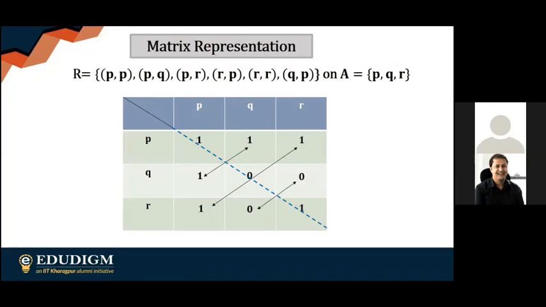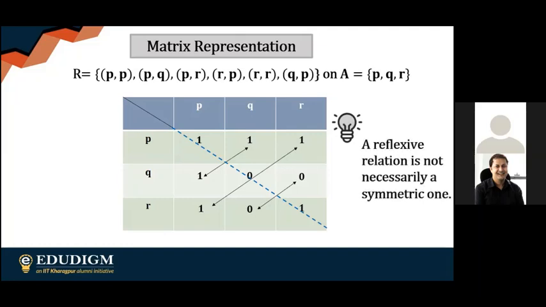Now, one more thing I would like to point out here. For any reflexive relation, we talk about diagonal elements, but here they are not one, which clearly tells you that any reflexive relation may not be symmetric and vice versa. So you can have relations which are both reflexive and symmetric, or none of them, or maybe just one of them. So let's just go ahead and see some examples.